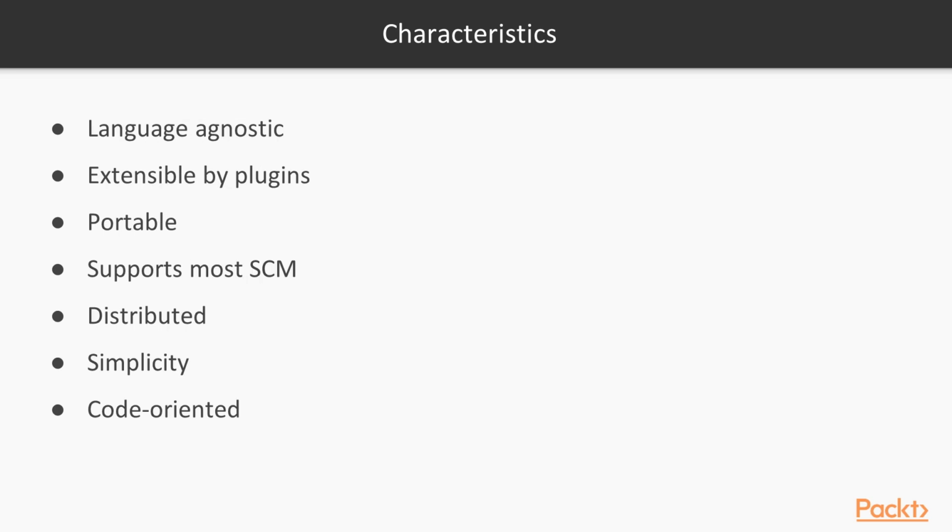Let's walk through the most intriguing part of Jenkins' characteristics. Language agnostic. Jenkins has a lot of plugins which support most of the programming languages and frameworks. Extendable by plugins. Jenkins has a great community and a lot of plugins available, 1,000 plus. It also allows you to write your own plugins. Portable. Jenkins is written in Java, so it can be run on any operating system for convenience.